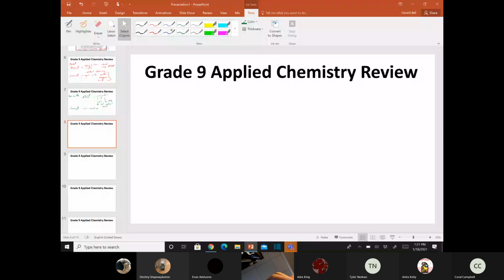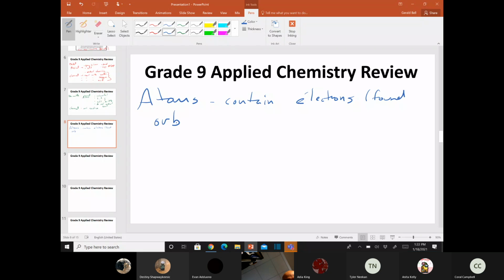Okay, so atoms. We're talking about what's inside of the atoms. So we found that atoms contain electrons, and these are found orbiting the nucleus in shells. Remember, we drew some Bohr-Rutherford diagrams, and we'll get to those in a little bit. So they contain electrons that are, I guess they're negatively charged. I didn't really say that.